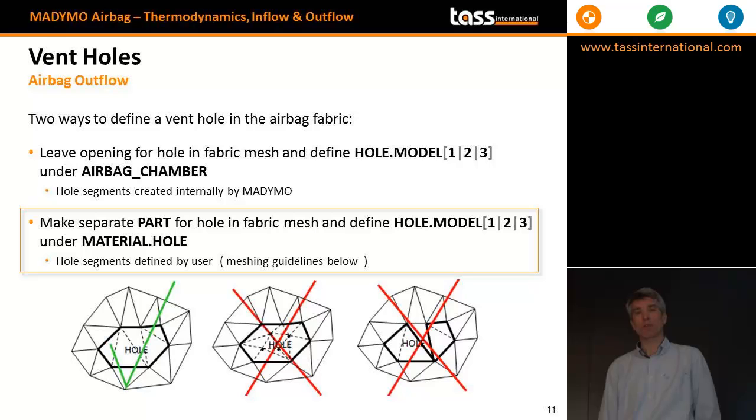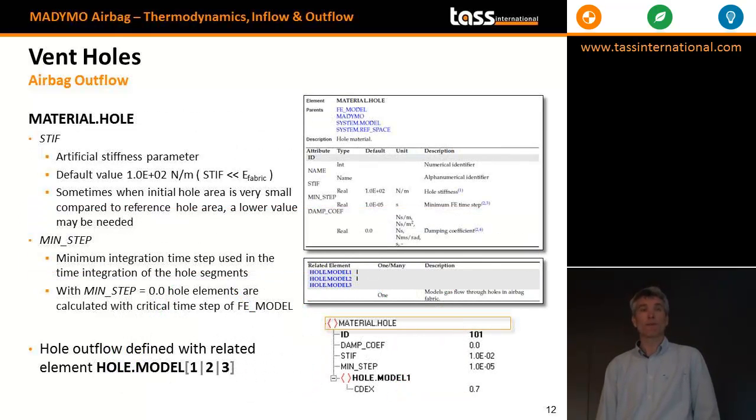The third picture is something which MADYMO can't capture at all. So best is to do it in the most left picture, as you can see. This is the most robust approach. If you're going to model holes by parts, you have the possibility to define hole characteristics per part.